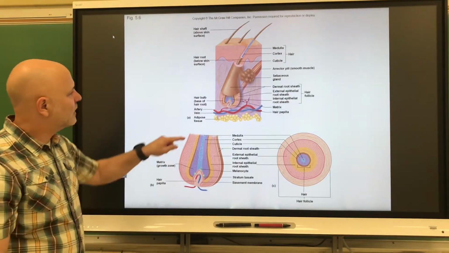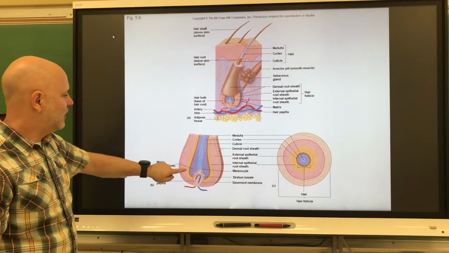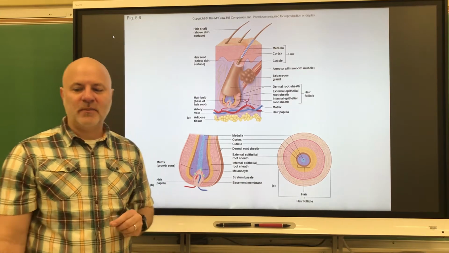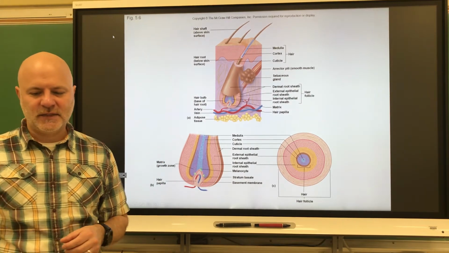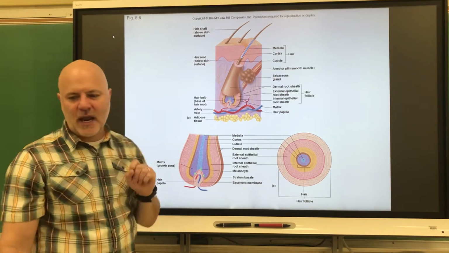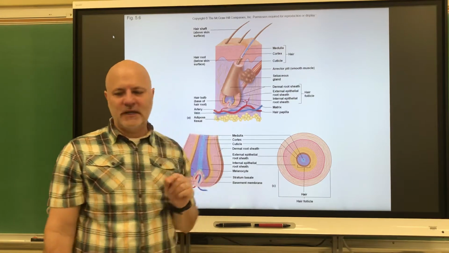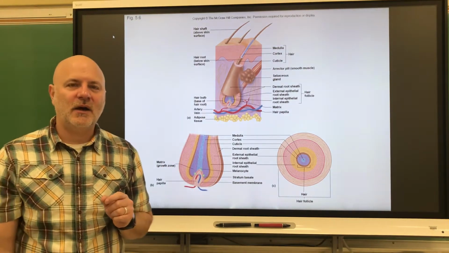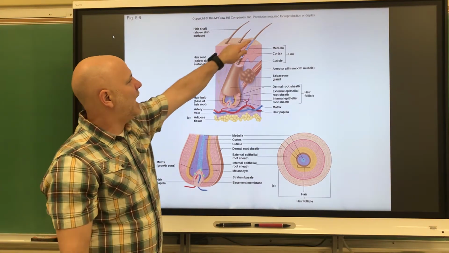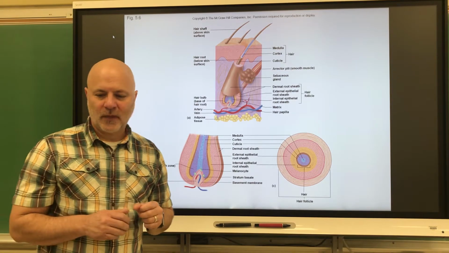So let's take a look at the structure of hair in the follicle. So down here, this is showing the hair. So down here at the bottom of the hair, this is where we find the hair bulb. So this is a swelling at the base, and that's where the hair originates. So the root is the remainder of the hair that's in the follicle. And then the hair shaft is the portion of the hair above the skin surface.